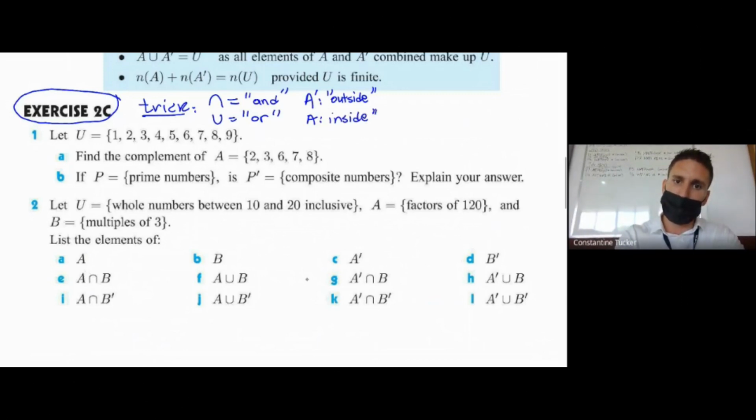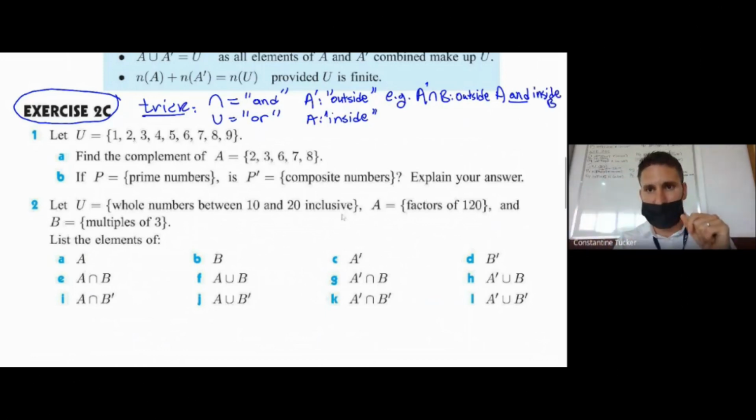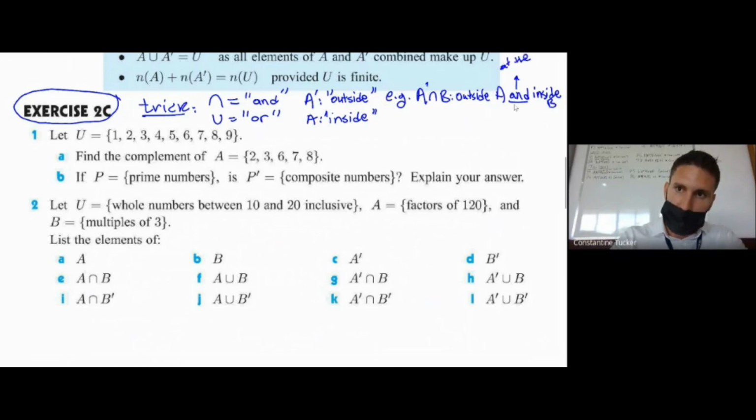So let me give you some examples about how I would translate, for example, down here. If we have A dash intersection B, let me explain how I would translate that to just help myself. So A dash intersection B, I would translate this as outside A and inside B. So this is how I translate this notation to help myself. And when I say and, I mean at the same time. This is what and means in this context of set notation.